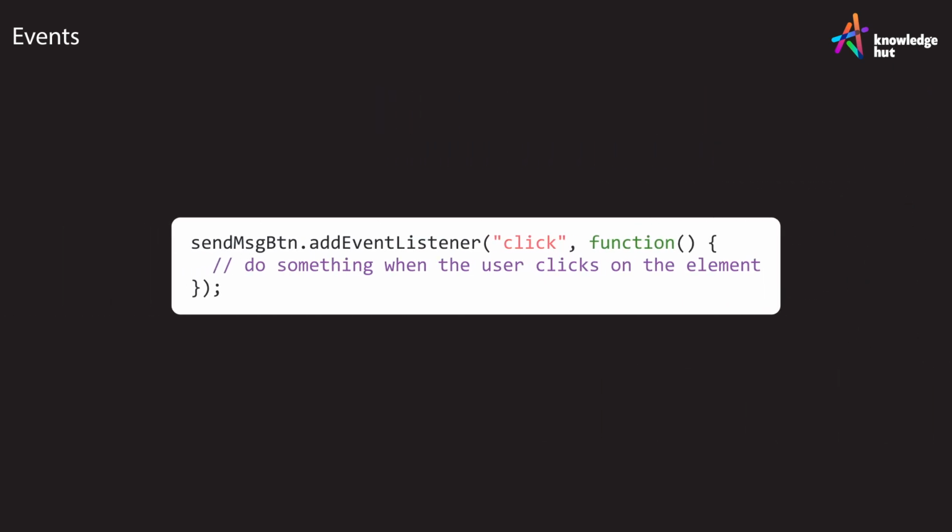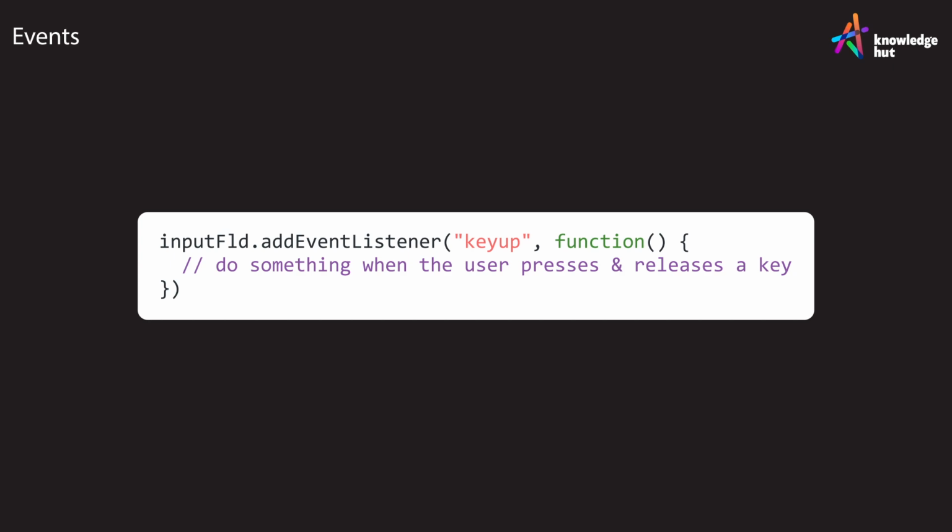In plain vanilla JavaScript, events are intercepted using the addEventListener function, such as the one you see here. This one is configured to intercept a mouse click on a button. This one intercepts and runs the event handler function whenever the user presses and releases a key on the keyboard.